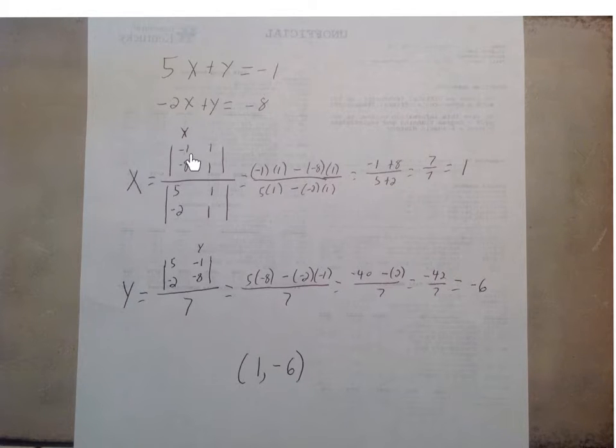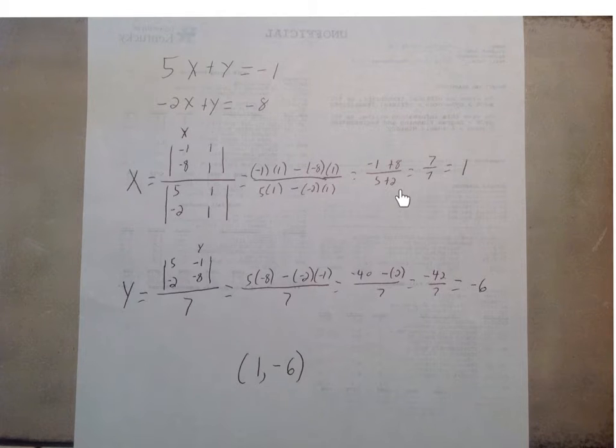So now it's a matter of evaluating the determinants. You want to take this product, -1 times 1, minus this product. Be real careful of your signs. It's minus -8 times 1, which comes out to -1 plus 8, which is 7 for the numerator. For the denominator, it'll be 5 times 1 minus -2 times 1, which works out to 5 plus 2, which is 7, so x is 7 over 7, which is 1.